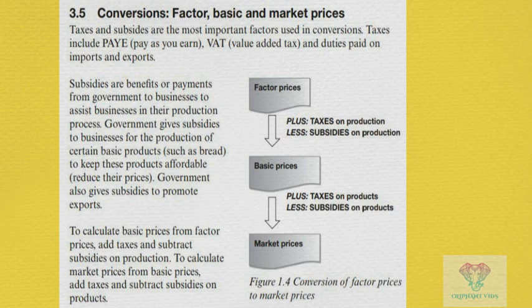Government also gives subsidies to promote exports. In order to calculate basic prices from factor prices, we are going to add taxes and subtract subsidies on production. To calculate market prices from basic prices, we need to add taxes and subtract subsidies on products.